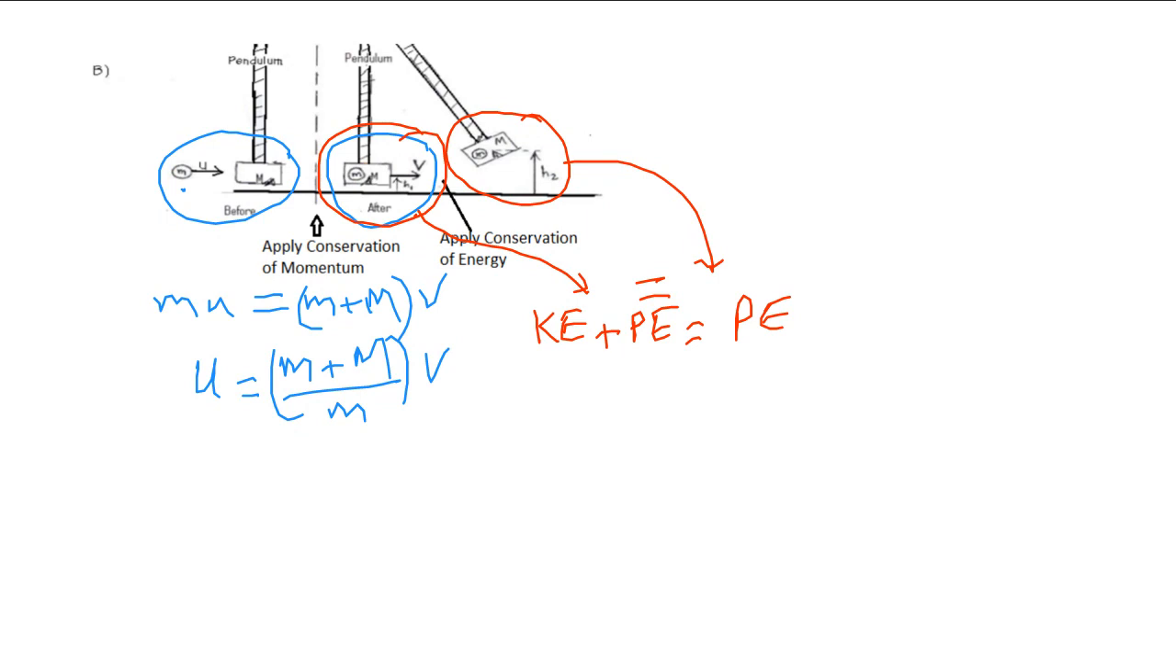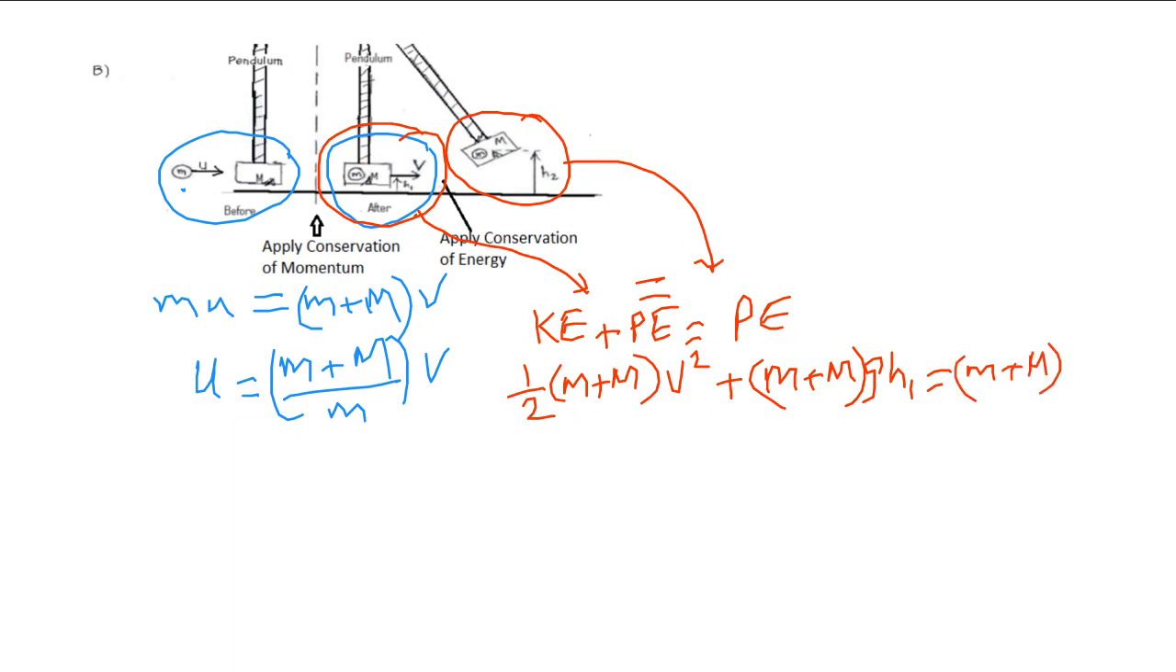So what is kinetic energy? Well, it's 1/2 the mass. We have both of them, small m plus big M, and then the velocity is of course v, so v squared, plus the potential energy is going to be small m plus big M g h1, and then potential energy at the end is going to be small m plus big M g h2. So this is the expression we get for applying conservation of energy, and we apply this only after the collision.